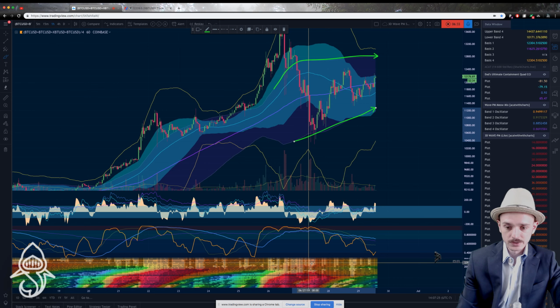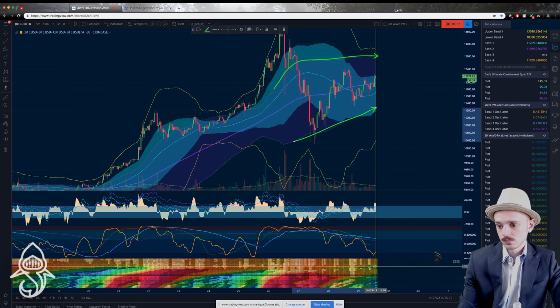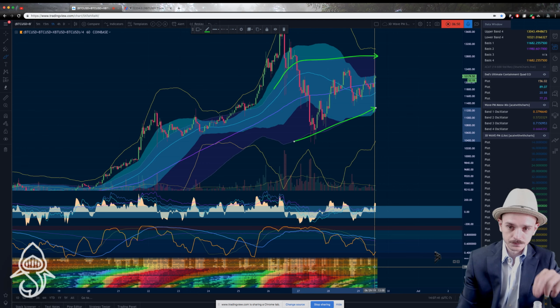If it compresses down to the 100 value, or the 0.7 value, below the 0.7 value on the 3D wave PM, which in turn is actually green, right? If the 100 period turns green, that means trend is over, or the compression is over, excuse me.